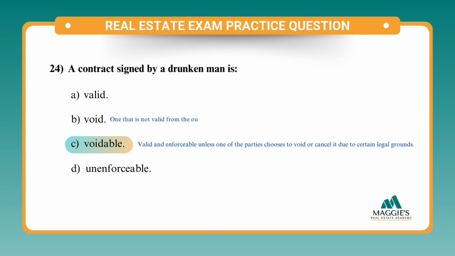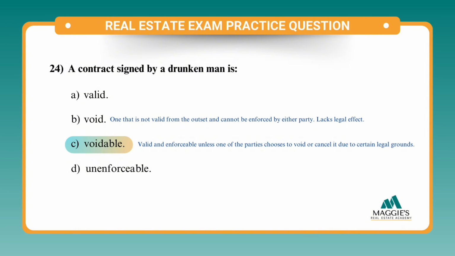So void contracts, remember, a void contract is one that is not valid from the get-go and can't be enforced by either party. Void contracts lack legal effect, typically because they involve illegal activities or violate public policy. Now, a voidable contract is one that is valid and enforceable, like we just discussed, unless the party with the option to void the contract chooses to do so.